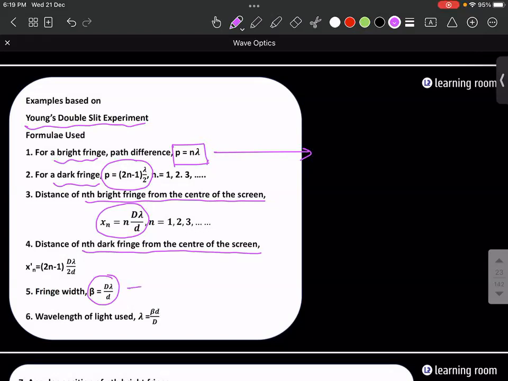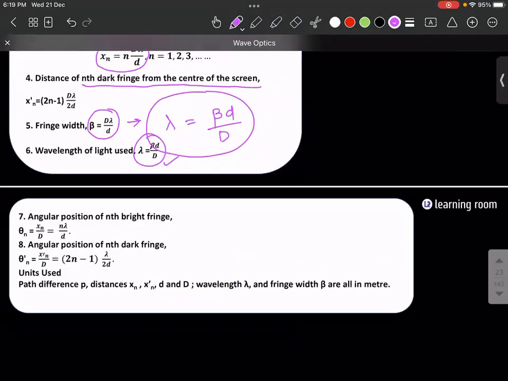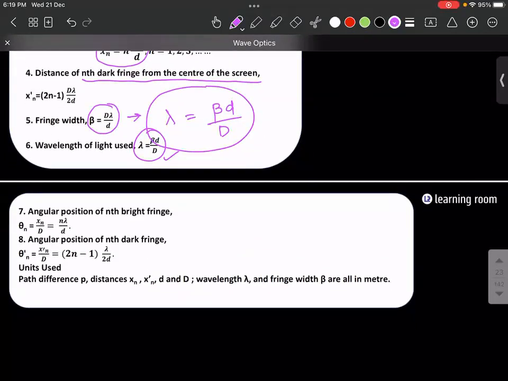Generally this experiment is done to calculate the value of lambda also. It will be beta into small d divided by capital D. Similarly, there is something called the angular position of the nth bright fringe, which is given as n into lambda divided by small d. The angular position of the nth dark fringe is given as (2n minus 1) into lambda divided by 2d.